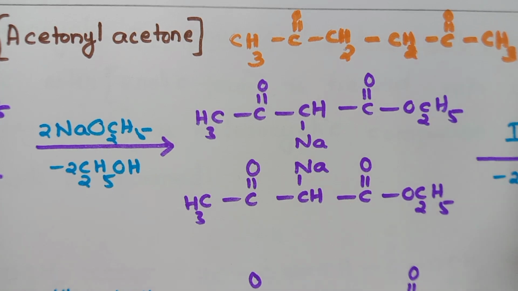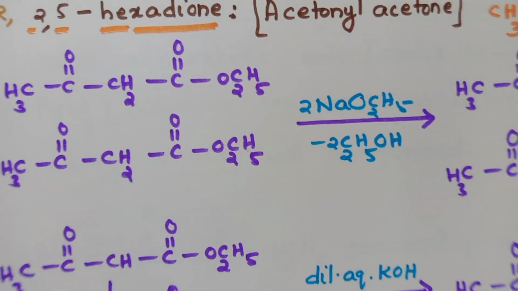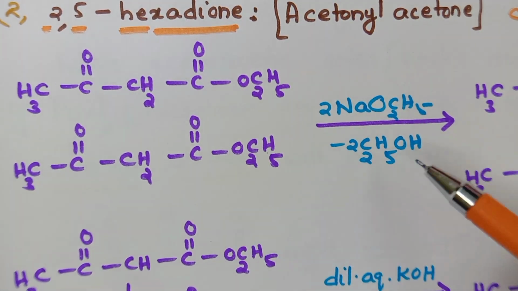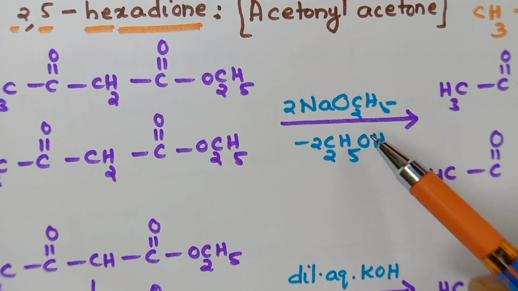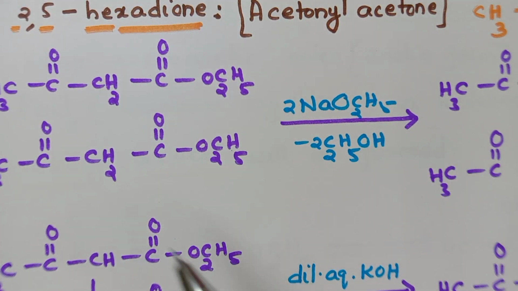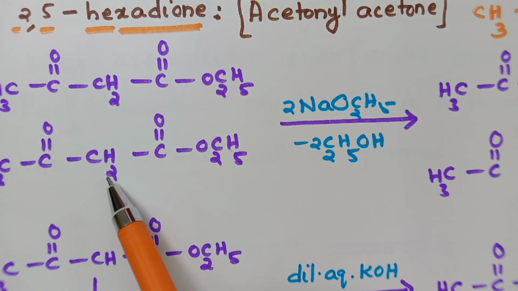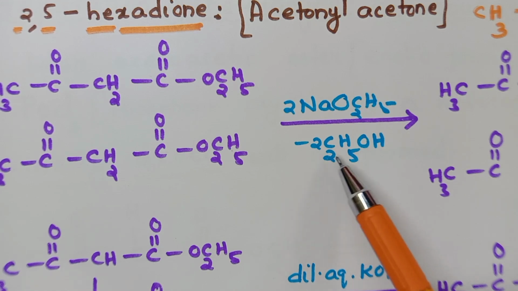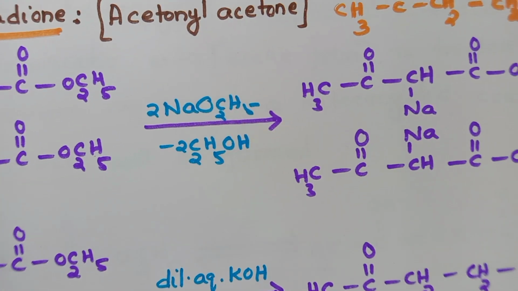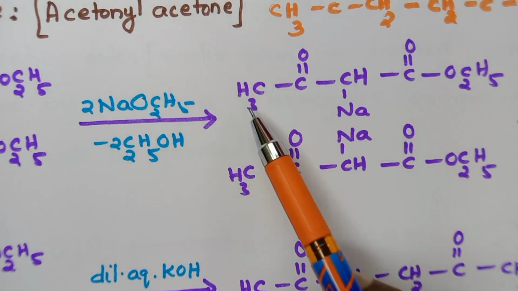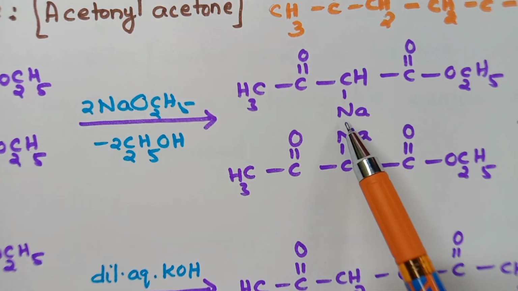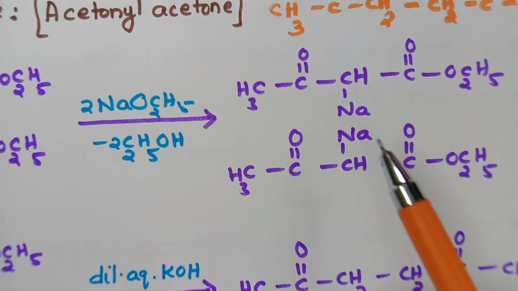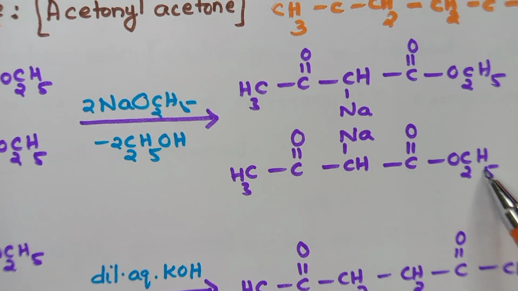So how to do this? Let us see. Taking 2 molecules of ester, this is one, this is the second one, adding 2 NaOC2H5. So minus 2 C2H5OH. One hydrogen from here, another hydrogen from here will be coming out, and it will be losing 2 molecules of C2H5OH. Next, what is formed? Check. CH3 C double bond O, CHNa, C double bond O, OC2H5. Next, CH3 C double bond O, CHNa, C double bond O, OC2H5.